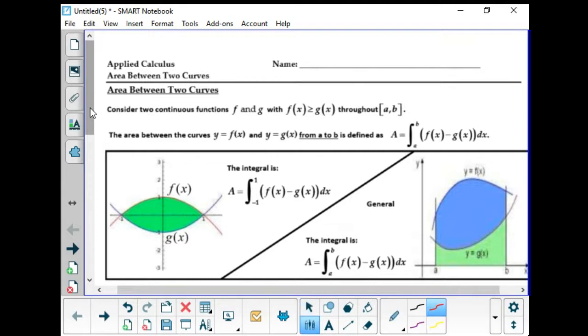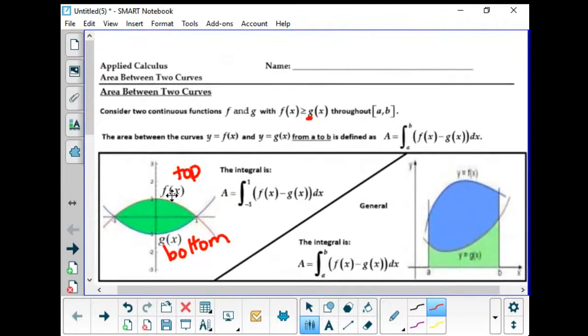So, two functions. And one function is definitely higher than the other. So there's essentially a top function and a bottom function. Now, just for our sake of notation, in our examples, our top is F and our bottom is G. That is not always the case. So don't assume that just because we use letters F and G, that F is automatically top and G is automatically bottom. Okay. So if we want the area between F and G, we set up an integral of F minus G, top minus bottom.